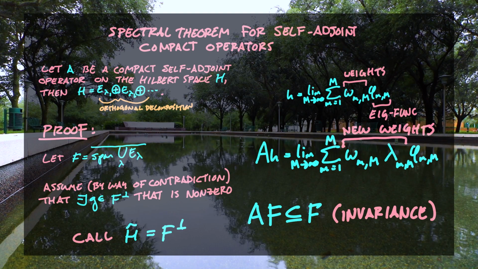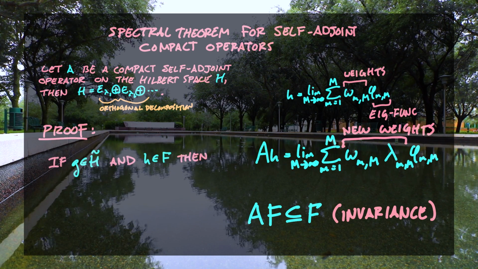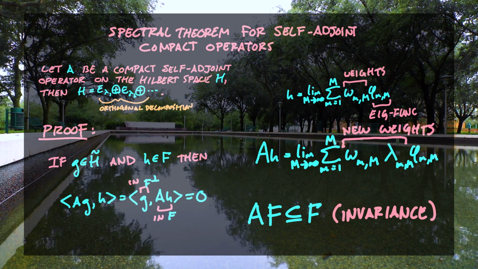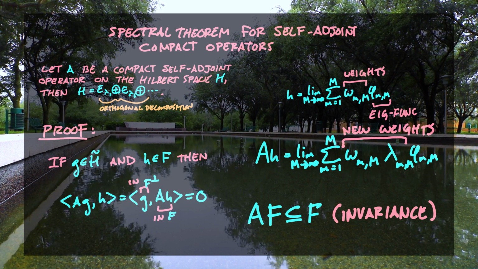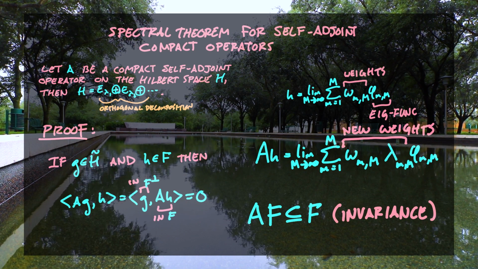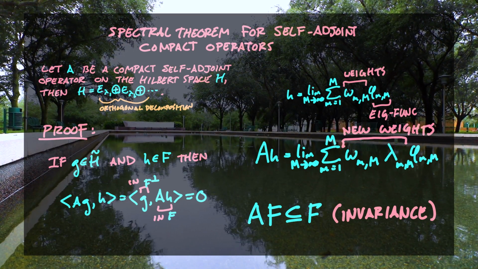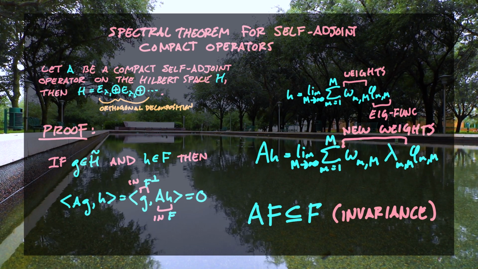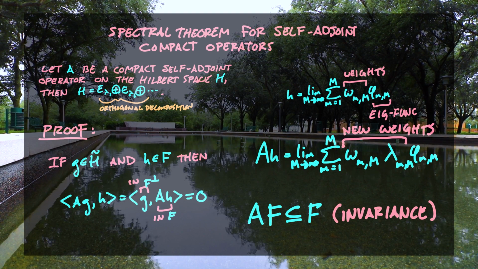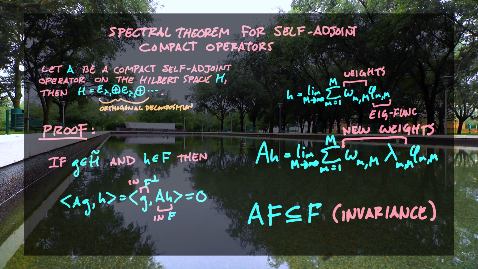A also maps H tilde into itself. This follows since if G is in H tilde and H is, say, in F, then the inner product of G with H would be 0. But also the inner product of AG with H is going to be the same as the inner product of G with AH. This uses self-adjointness. And since AH is actually in F, which we just established, the inner product of G with AH has to be 0 because G is orthogonal to everything in F. Hence, if G is orthogonal to F, then so is AG.